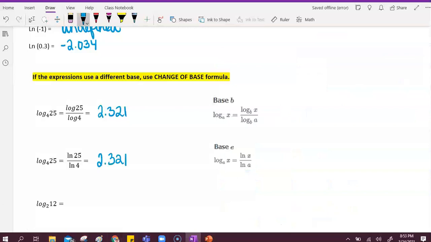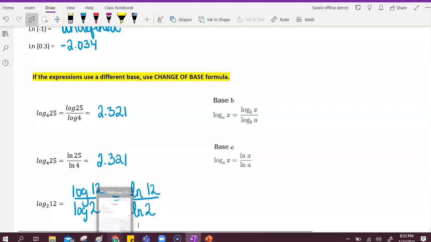Okay, so again, you can do it either way. You take the log of the big number and divide it by the log of the small number. And you are free to also use natural logs. You will still get the exact same answer. So again, this is change of base. We'll get this last answer here.